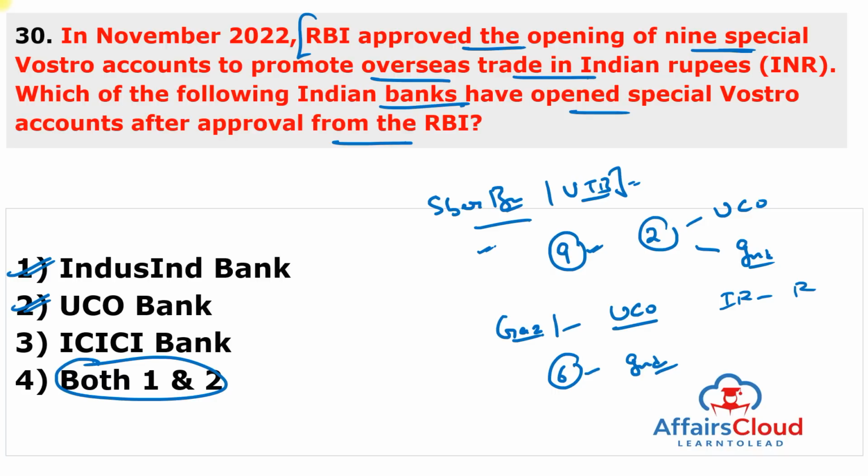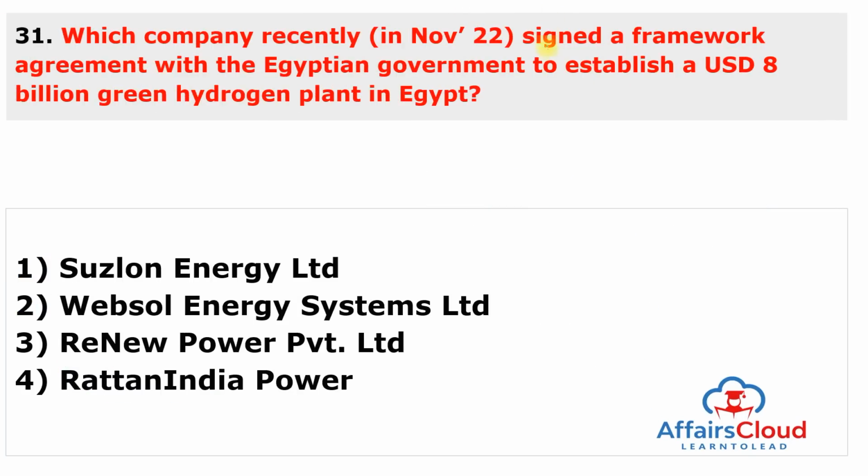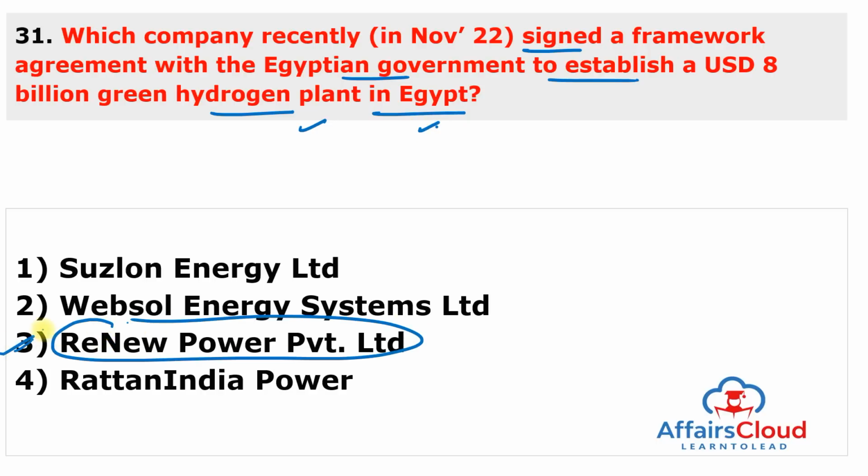Moving to the next question. Which company recently signed a framework agreement with the Egyptian government to establish an $8 billion green hydrogen plant in Egypt? This company is ReNew Power Private Limited, or ReNew Power. The answer of this question is 3.